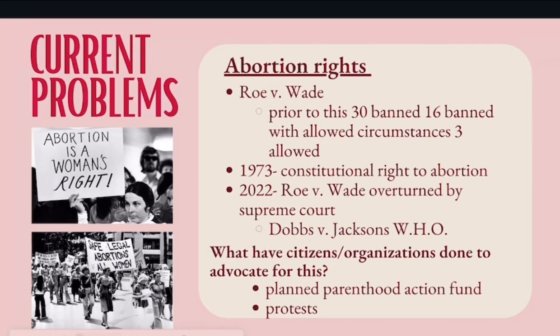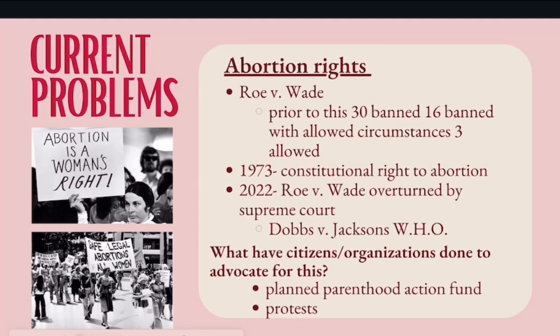So, beginning of time, before Roe v. Wade, there were 30 states that banned it, 16 states that banned it with allowed circumstances, and 3 states that allowed abortions. And then this was changed by Roe v. Wade in 1973, which gave a constitutional right to abortion, meaning every single woman in the USA was able to have an abortion, which was then overturned in 2022, very, very recently, by the Supreme Court in the case of Dobbs v. Jackson Women's Health Organization.